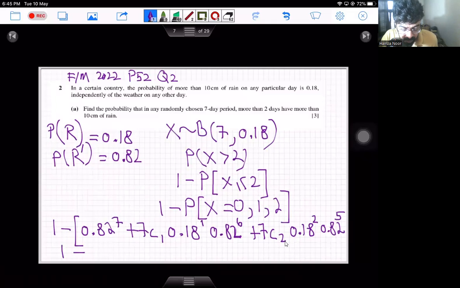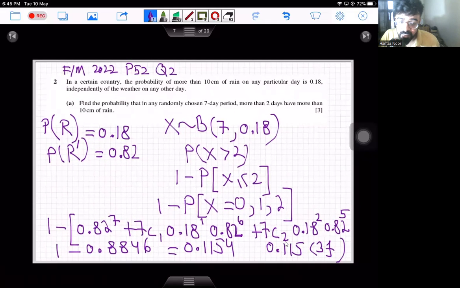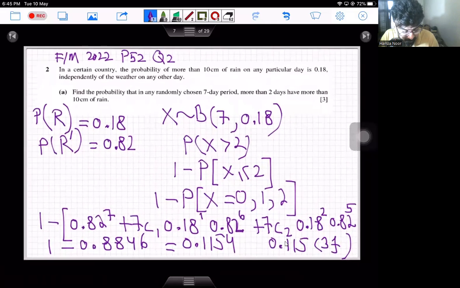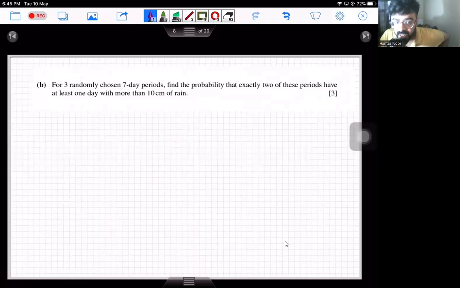This is 0.8846. So 1 minus 0.8846, and your answer will be 0.1154. So correct to 3 significant figures, your answer is 0.115. This is your part A for 3 marks. All right. Then we have part B. Part B says that for 3 randomly chosen 7-day periods, find the probability that exactly 2 of these periods have at least 1 day with more than 10 centimeter of rain.